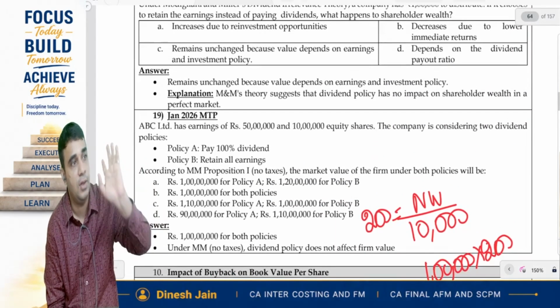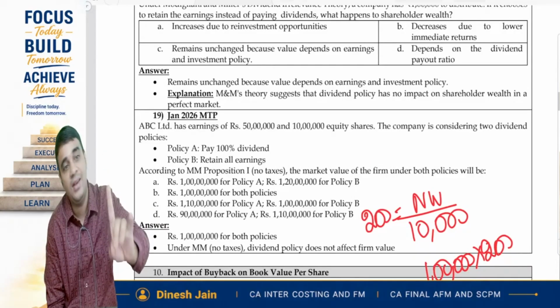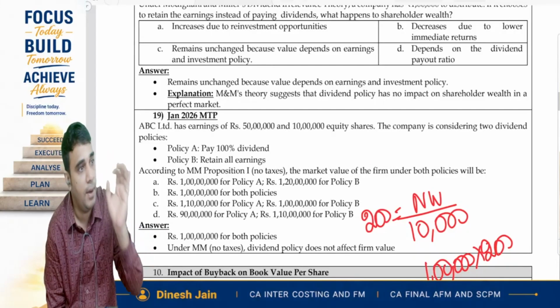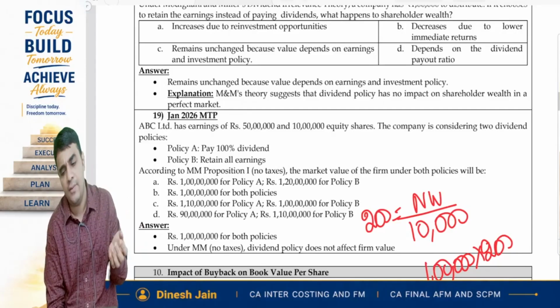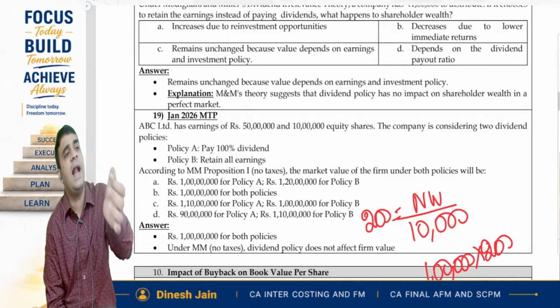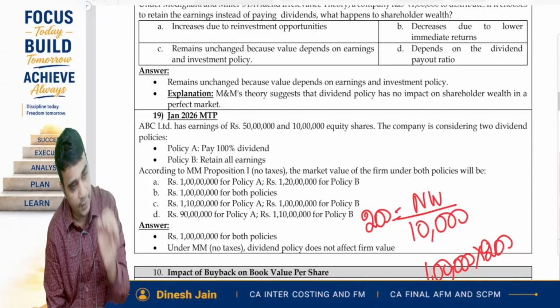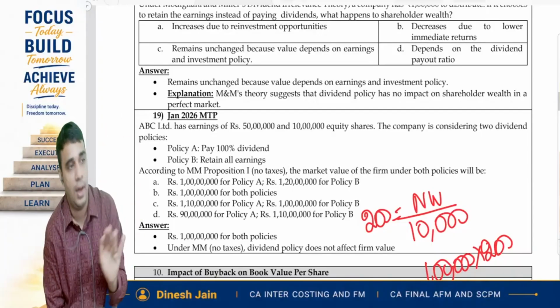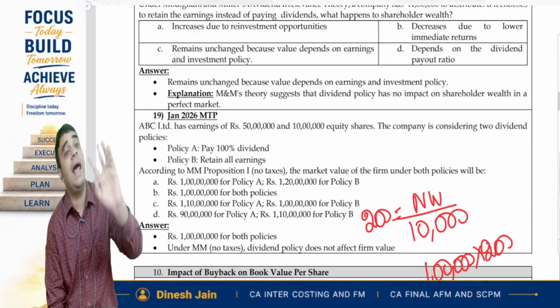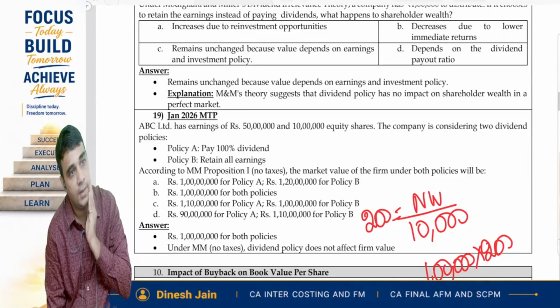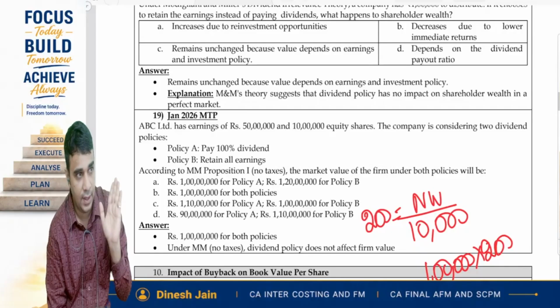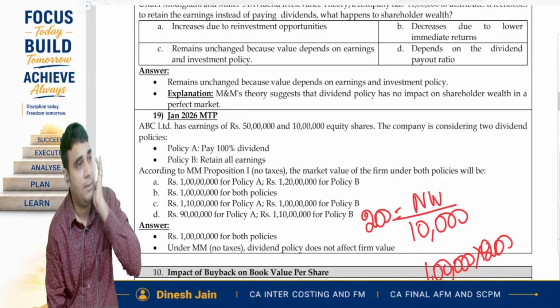First concept we learned today. We started with a concept called cum dividend value and ex dividend value. Declared a dividend, the share will quote at what price? Cum dividend. Then after payment it will fall. Declared and paid means it will quote at ex dividend. In the practical world, it is not declared and paid together.